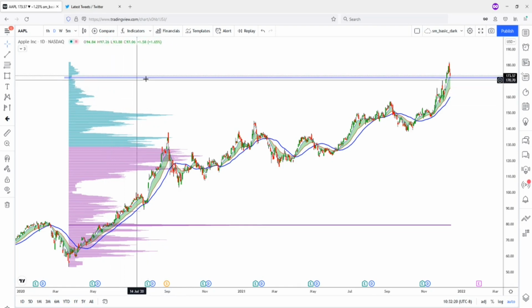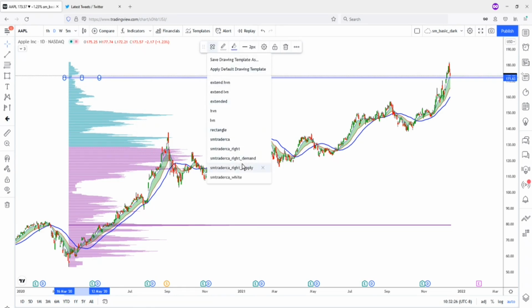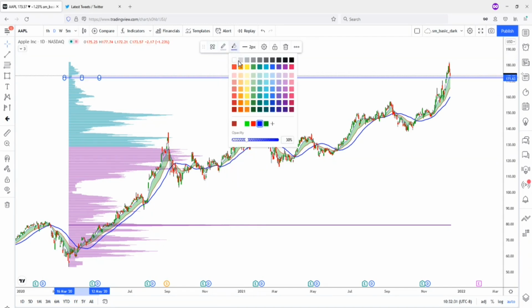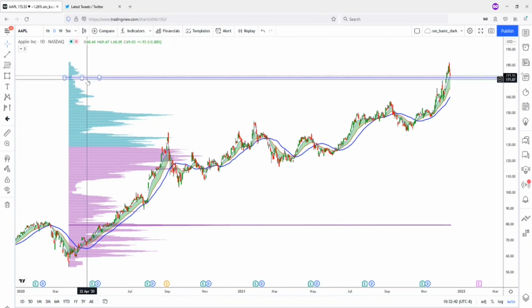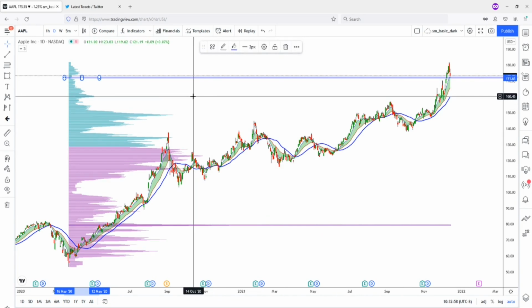So let me go and identify these. First of all, let me show you what I did on this rectangle tool. I have generated a couple of templates. The blue one is basically the demand. I'm using a blue fill with opacity somewhere around 30%, so it doesn't cover up the candles completely. In addition to that, I also extend it, and if we look at the tool here, we extend it right, so it extends all the way past the last price bar. That's what I did on these.